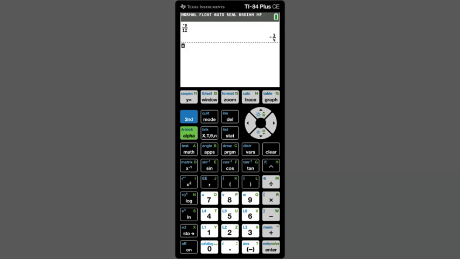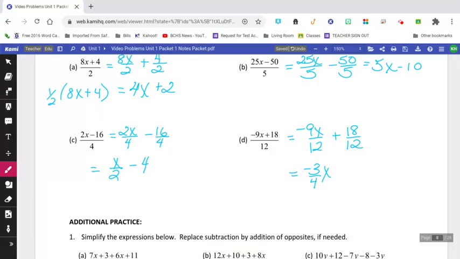And then if I want to reduce 18 over 12, I get 3/2. Of course, it's important for you to be able to reduce on your own, but you do have the calculator there. You might as well use it to check things. Okay, so this is the end of lesson 2A.